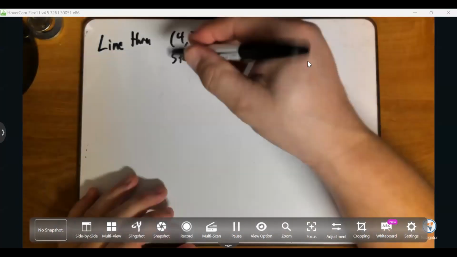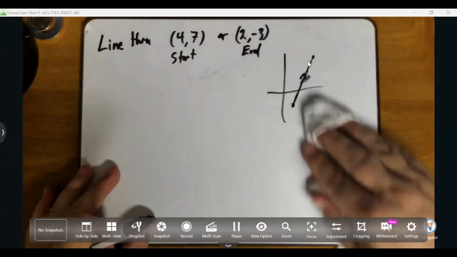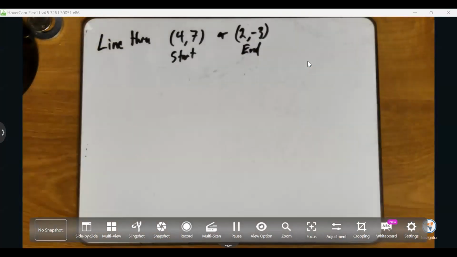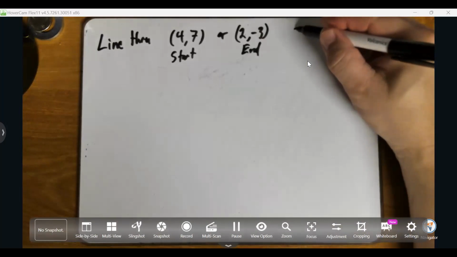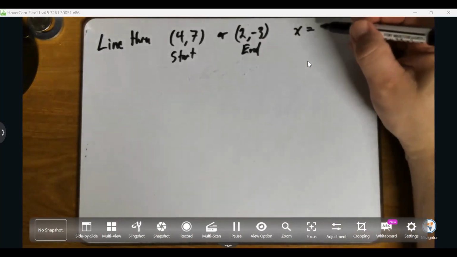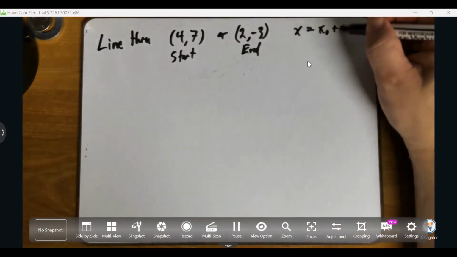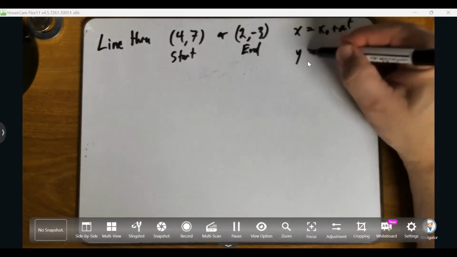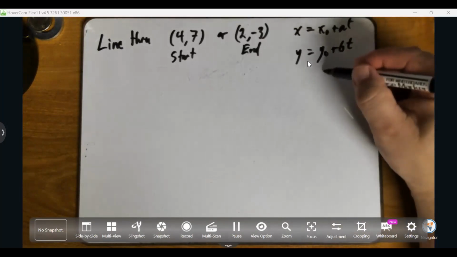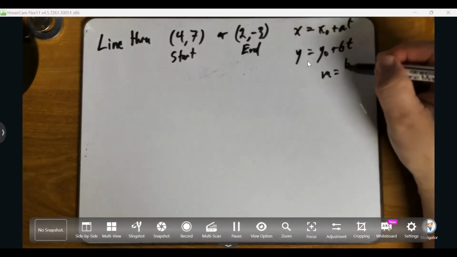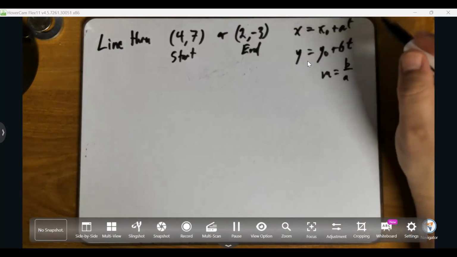Okay, we're going to start at (4, 7) and end at (2, -3). All right, so the first thing that we want to do is note what our parametric equations are going to be. They're going to be x equals x naught plus at, y equals y naught plus bt, and the slope is going to be b over a, right? So that's going to be the slope of the line.